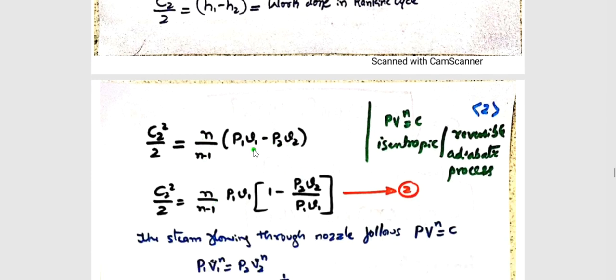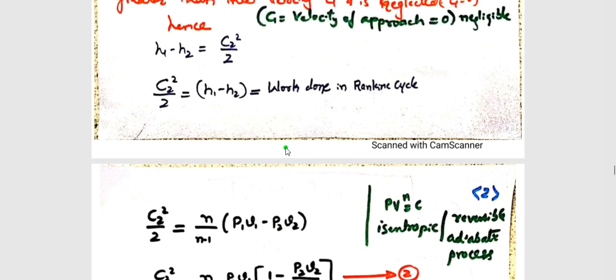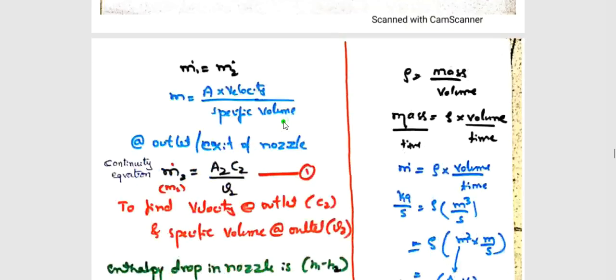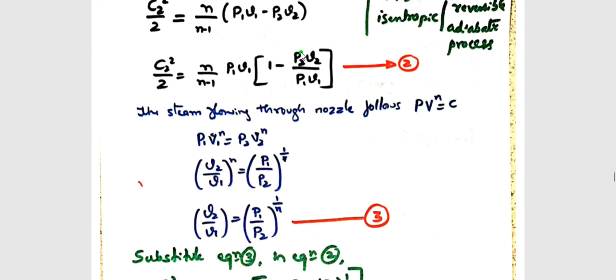So now I need the P2 by P1 ratio. I hope you do remember the heading of this topic: prove that P2 by P1 is equal to. Understood? Here we need the P2 by P1 ratio. So I will express this equation in terms of P2 by P1. What I do is take P1 into specific volume common outside. Once you take it outside, it will become 1 minus P2 by P1 into V2 by V1. This is equation number 2.